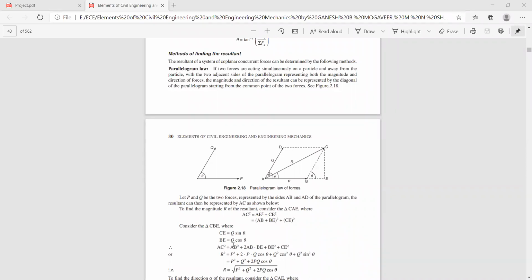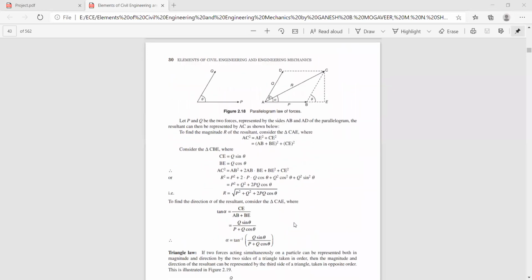That is AC square is equal to AB square plus 2 AB into BE plus BE square plus CE square. And here AC square is nothing but R square, AB square is nothing but P square, plus 2PQ cos theta plus Q square cos square theta plus Q square sin square theta. If you take cos square theta plus sin square theta, that will be equal to 1. So hence the final equation will be R square is equal to P square plus Q square plus 2PQ cos theta, and R is nothing but square root of P square plus Q square plus 2PQ cos theta.